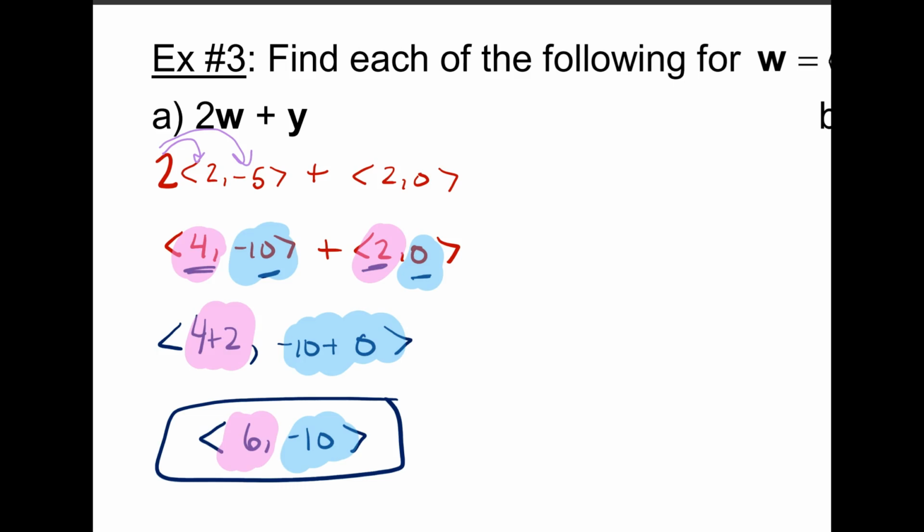Alright, so do we understand how I did this? No. What's your question about it? What part do you understand? Because I'm supposed to be doing 2 times w plus y. So I doubled my w vector, and now I have to add them together. So I add my x parts together and I add my y parts together. Because remember, X1 plus X2, then Y1 plus Y2.